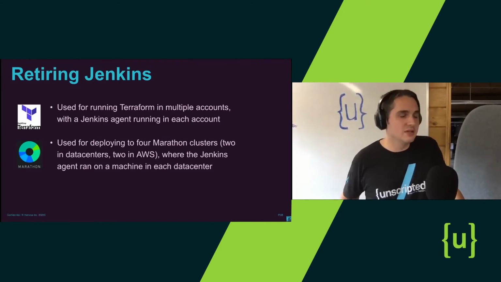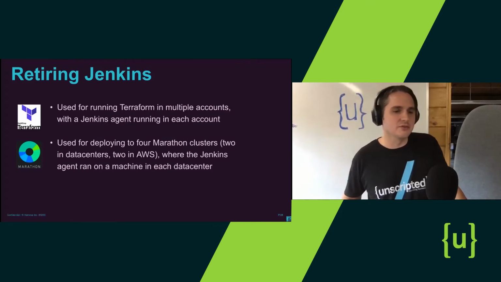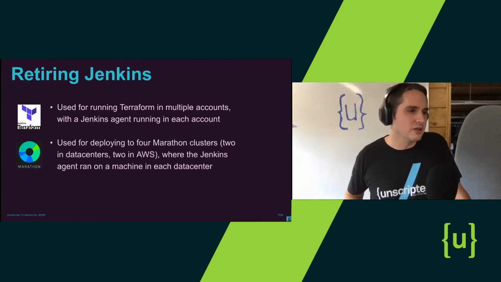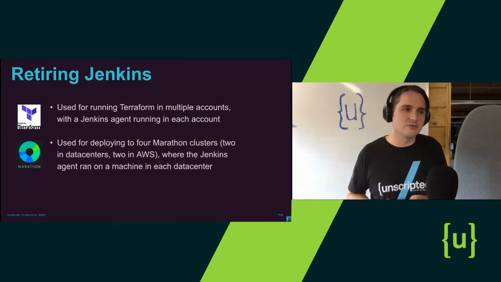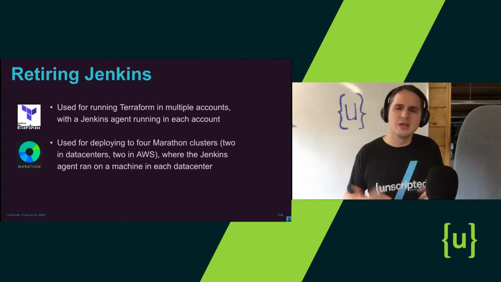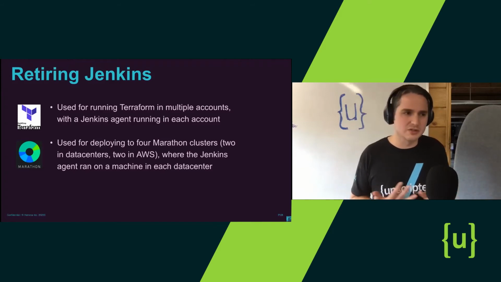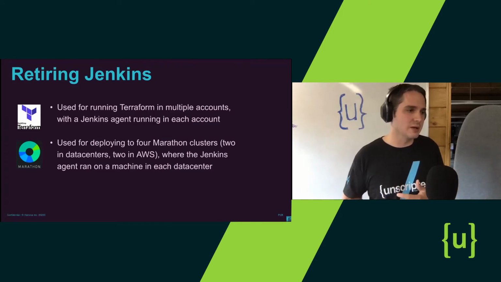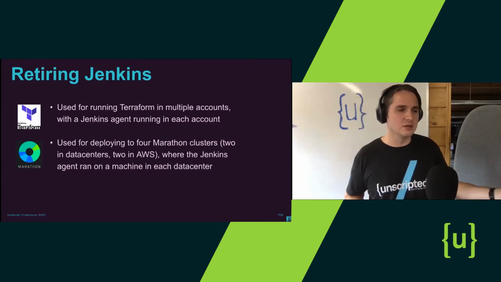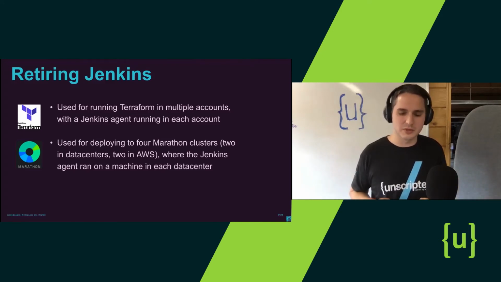In this particular Jenkins, we were using it for 2 things. One was for running Terraform, applying Terraform configuration in multiple AWS accounts with a Jenkins agent running in that account. And then we would also use it for deploying to 4 Marathon clusters. It's another container orchestration solution similar to Kubernetes that predates Kubernetes, that we were using in data centers and in AWS. So we ran a Jenkins agent in each data center and each AWS VPC.